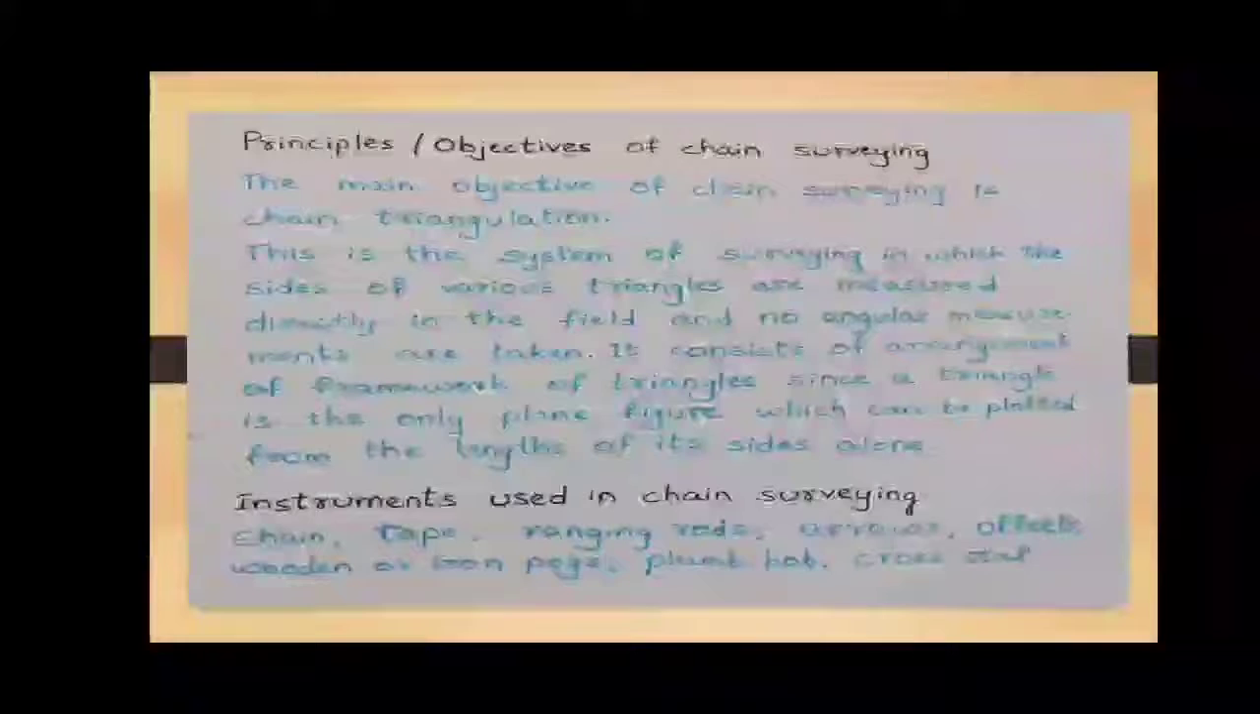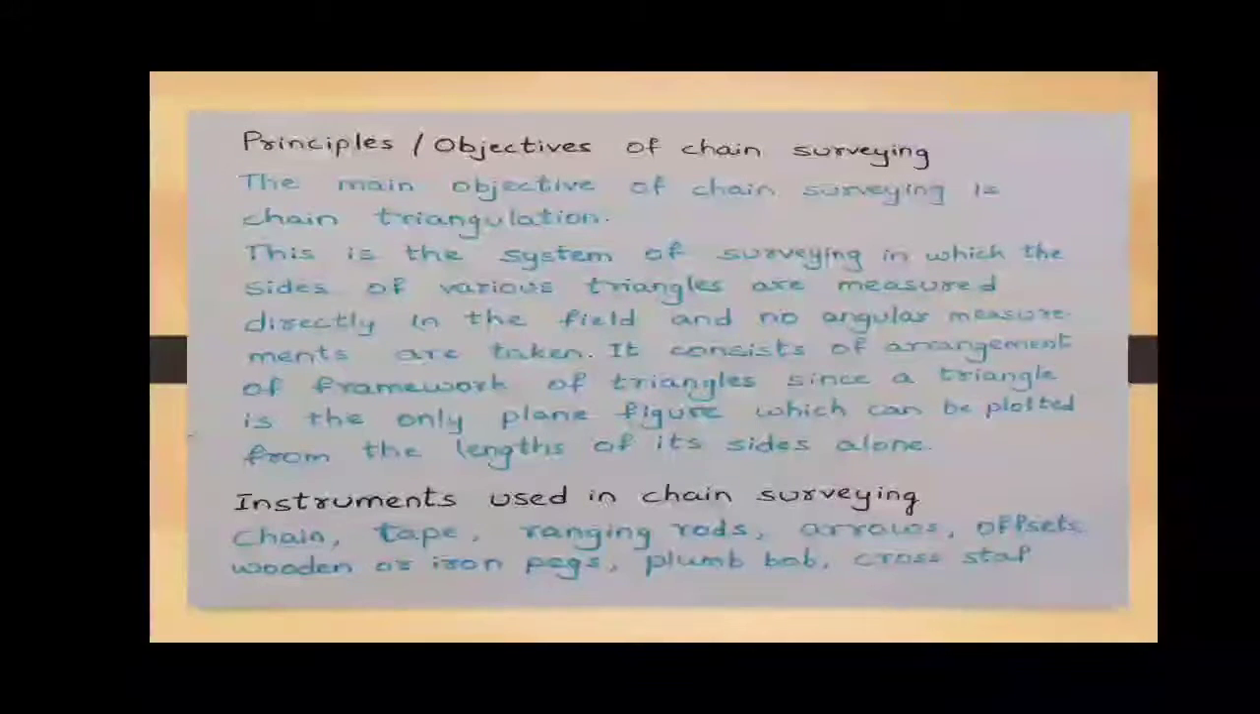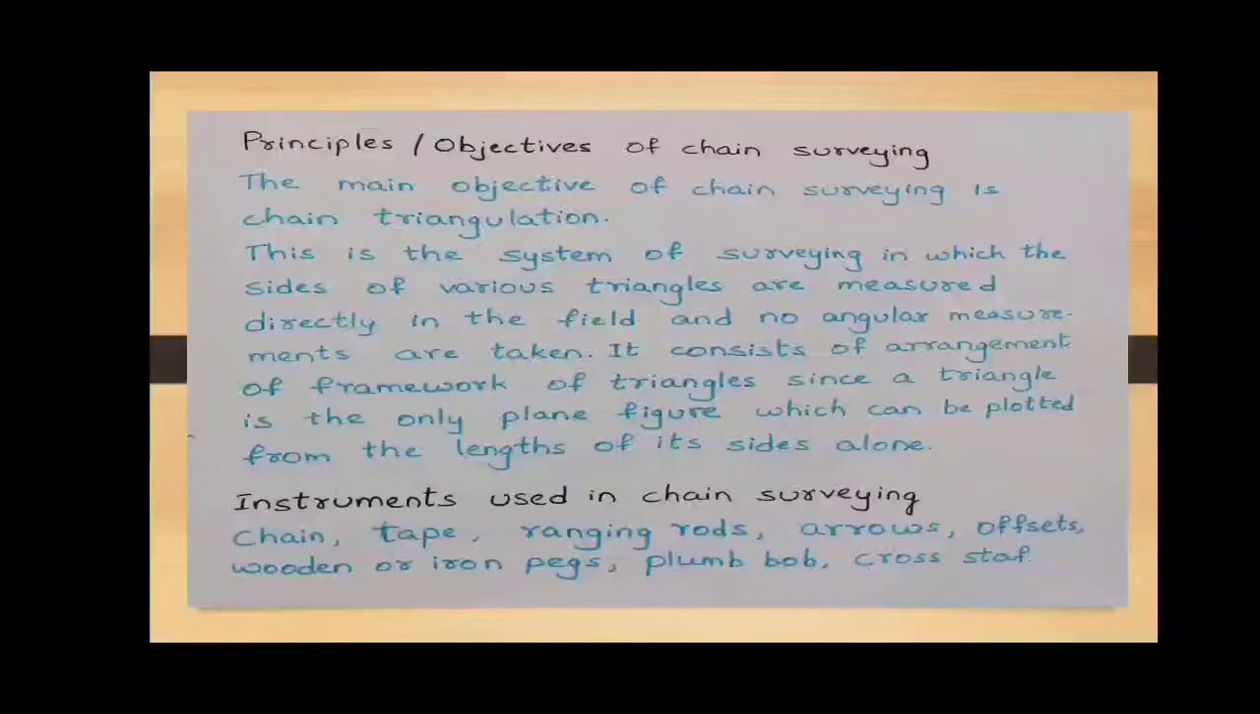Let's see how, where, and when this type of operation should be adopted, the precautions to be taken while performing this operation in the field, and how it helps in the real world. Next, when should we adopt this operation? Chain surveying should be adopted when the ground is fairly level, that is, without any ditches or pits, and when the area to be surveyed is small.